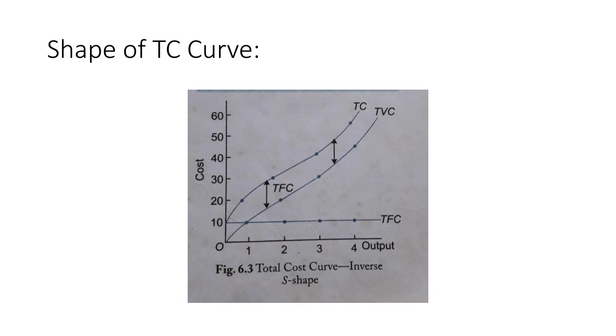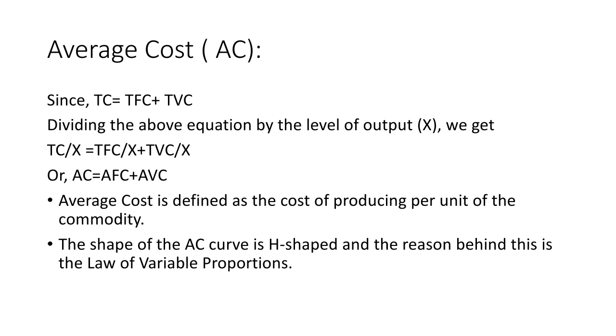Okay, so next we will see the average cost. There are three costs. One is total cost, second is average cost, and third is marginal cost. Since TC is the sum of total fixed cost and total variable cost, TC equals TFC plus TVC. When we divide this equation by the level of output X, we get TC by X equal to TFC by X plus TVC by X, and TC by X gives us the AC, that is average cost.